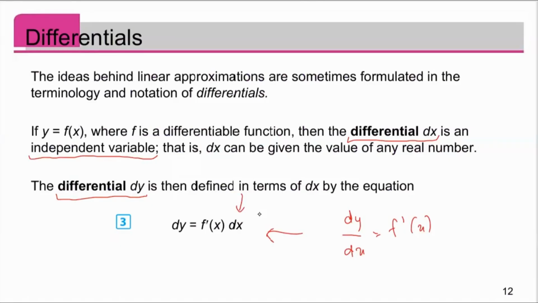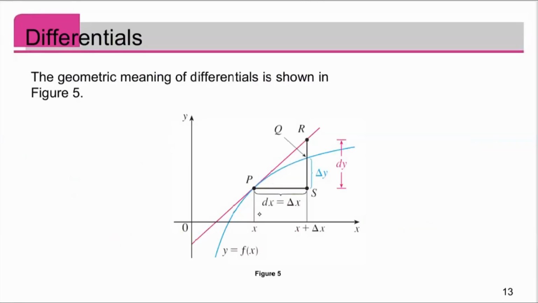The value of dy will change as well. And the f prime x here is the slope of the tangent line. So we use dy here to approximate the value of delta y. But first we have to understand what is delta y, what is dy, what is dx, and what is delta x. So we can refer to this figure here to understand the geometric meaning of differentials, every single one of them.